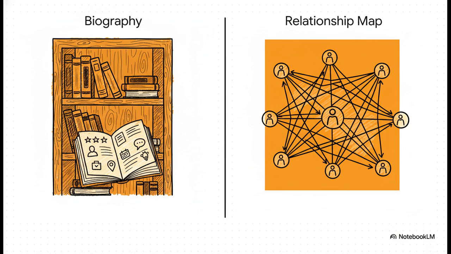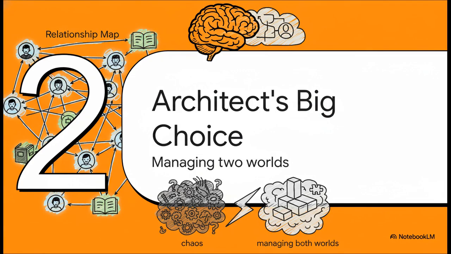But then, on the other hand, you have the relationship map. This is a graph database. It couldn't care less about the details. It's all about the connections, who's friends with whom, who liked what product. It's the perfect tool for exploring a network. So it's pretty clear you absolutely need both, right? You need the relationship map to find the connections, and you need the biographies to get the details.